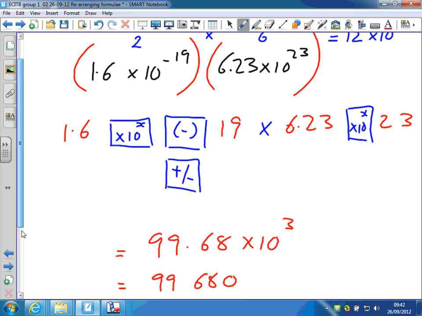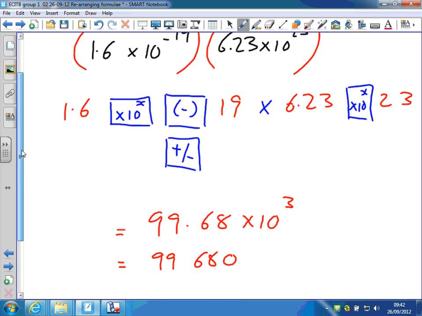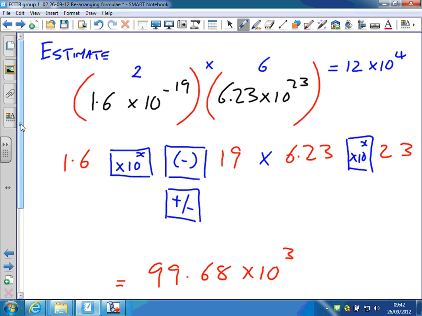I've rounded that up and that down, so 120,000. And I actually get 99,680. So reasonable. It's in the right ballpark, as they would say in America. A quick calculation like that will help me to check whether or not my calculator is giving a sensible answer. When you multiply, you add the powers. So minus 19 plus 23 is 4. Okay?